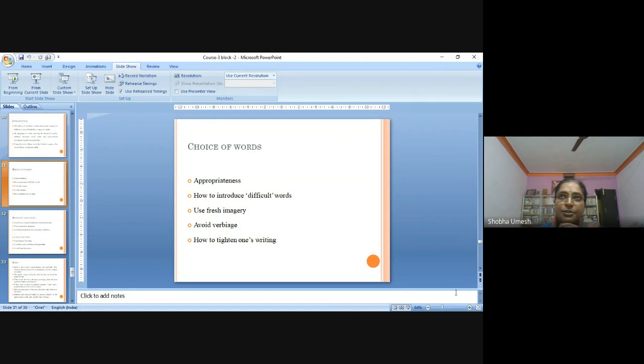So difficult words should not be used, but if you're using a difficult word, it should be made understood by the child. So before introducing any difficult word, be careful that you are writing, but if you write a difficult word, you should give an explanation in the manner the child can understand. So, whenever you use, the next point is the use of fresh imagery.